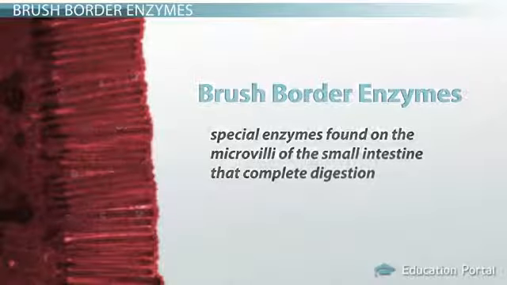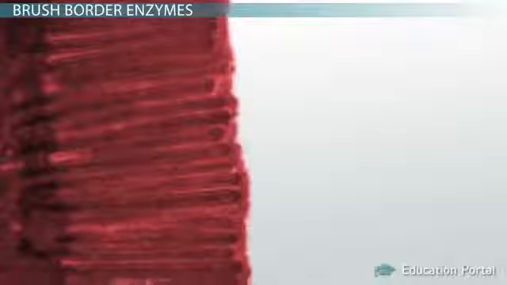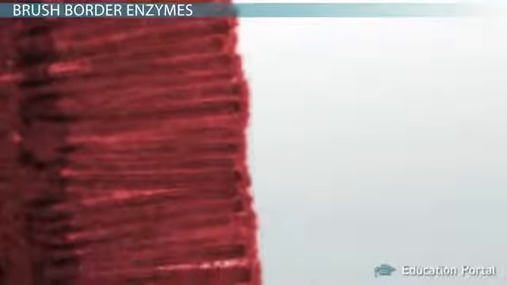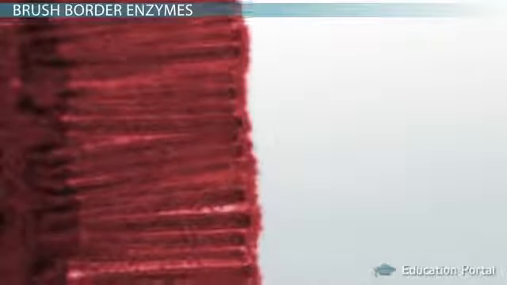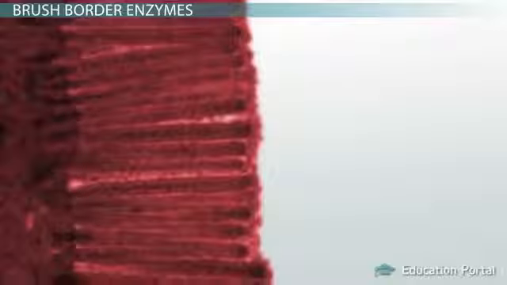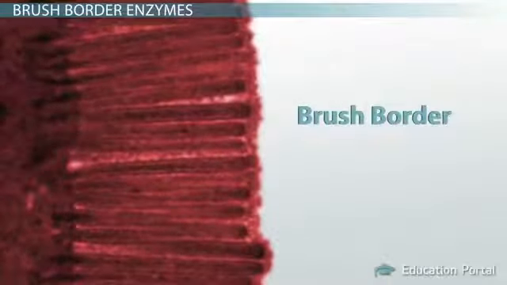Now, we previously learned that microvilli are tiny hair-like projections that increase the surface area of the small intestine and therefore increase nutrient absorption. Because there are so many microvilli, the epithelial cells appear to be fuzzy, like the bristles of a paintbrush, leading some anatomists to refer to them as the brush border, hence the name.